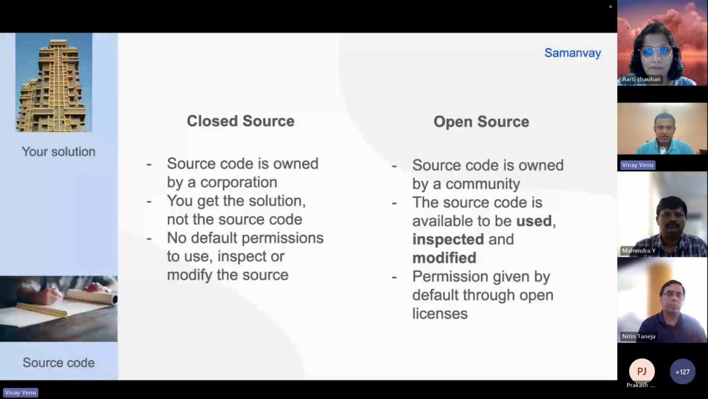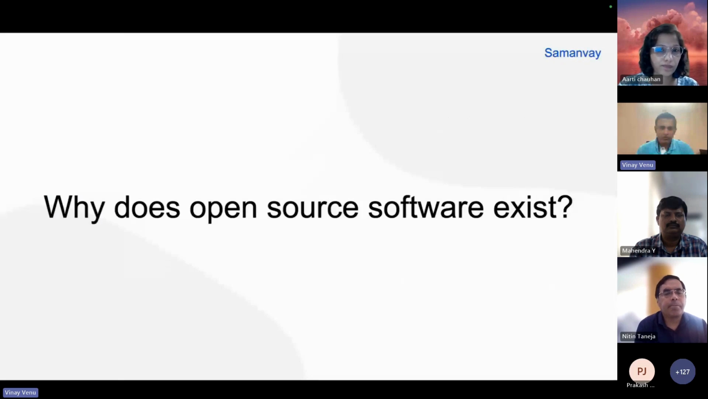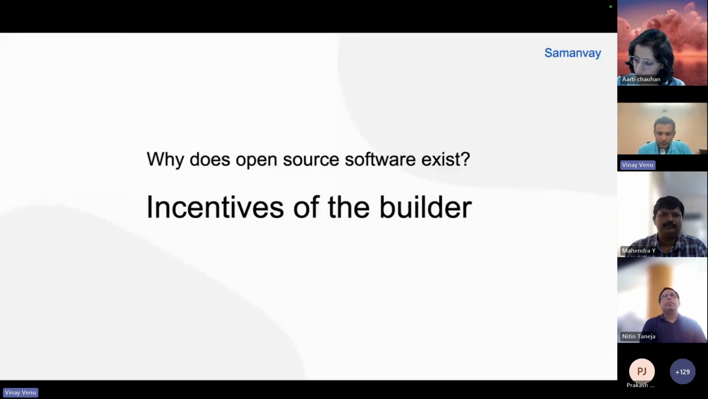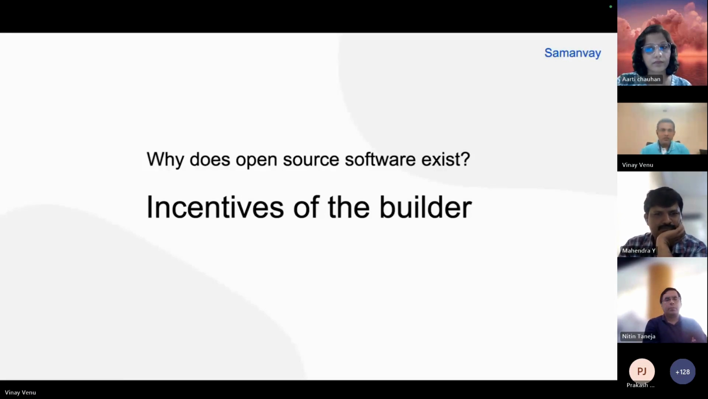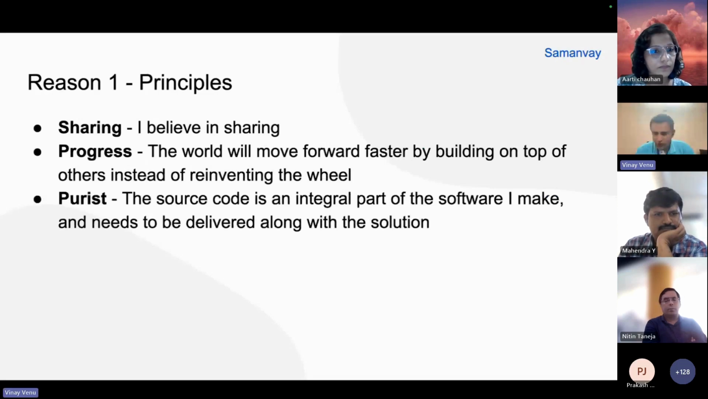Now the question arises, why does open source software exist? What are people's motivations or intentions when people build open source software? Now I wanted to bring it into two different pieces. The first is, what are the incentives of the builder, the person who writes the open source software, to actually make it open source? A few reasons that I've put here is what came to my mind. There could be others as well.